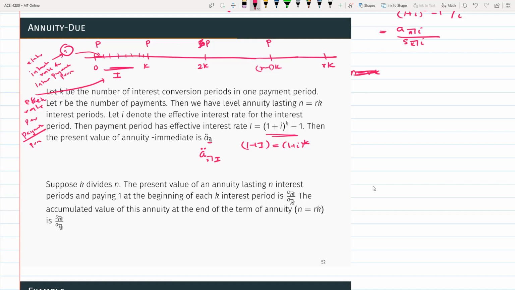So n is rk, and the effective rate is I, so the present value is going to be a double dot angle r at rate i. You have r payments and you are using i as the effective rate, so it looks like any annuity we learned earlier. Suppose k divides n, so you have n equal rk, and r is going to be n over k. You can start from this equation like earlier.